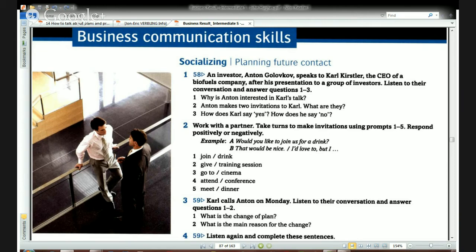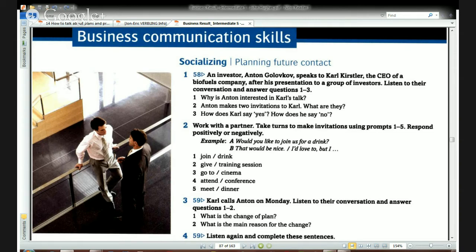Anton says, excuse me, can I interrupt you for a second? Carl, of course. Anton, I enjoyed your talk. It was very interesting. Carl, thank you. I'm glad you could come. Anton, in fact, I represent a group of investors who are very interested in your proposal for a new refinery. I'd like to invite you to Moscow. Carl, that would be great.